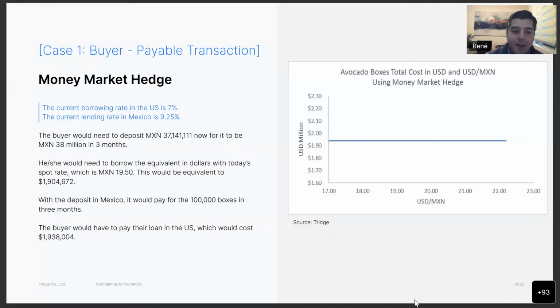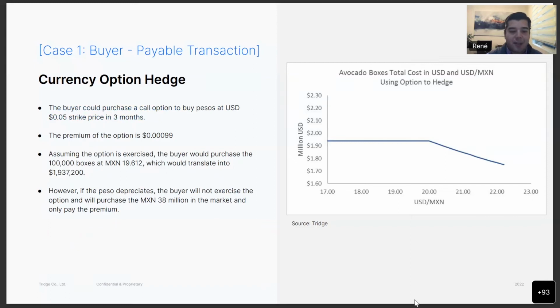Now, of course, a less complicated way to hedge is paying right away, converting the dollars at the spot rate, if he has them. He can use this leverage to actually make the transaction in 3 months' time. But if he has the money now, he can just pay at the spot rate and avoid exchange rate risks. Of course, that's also an option.